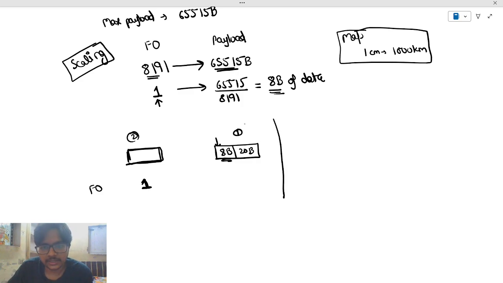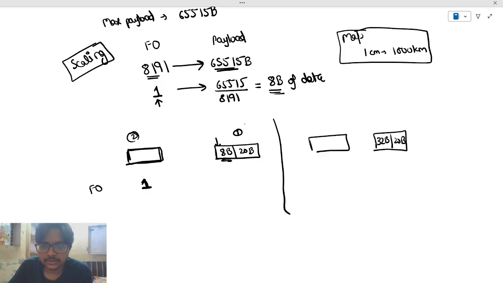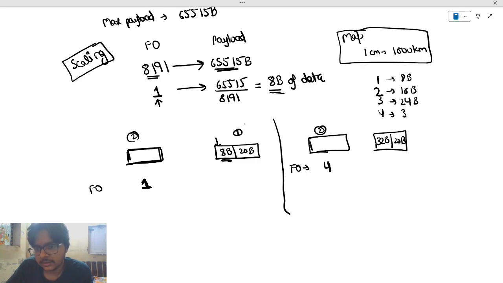So let's take another example. If the first fragment had, let's say, 32 bytes of data and 20 bytes of header, this is the second fragment. So the fragment offset for the second one will be 4. Because as you can see, for 1 it is 8 bytes, for 2 it will be 16 bytes, for 3 it will be 24 bytes, for 4 it will be 32 bytes. This will go on. So this is the scaling.